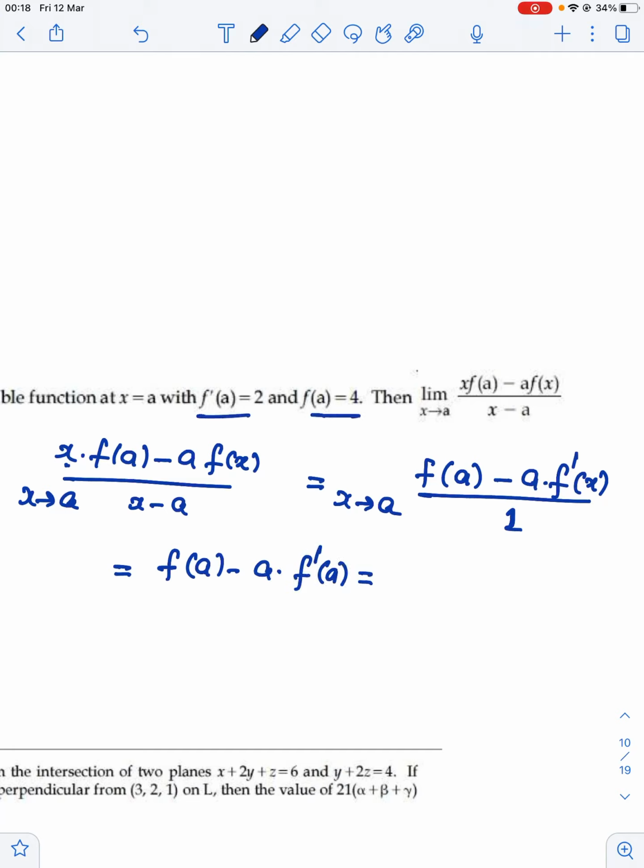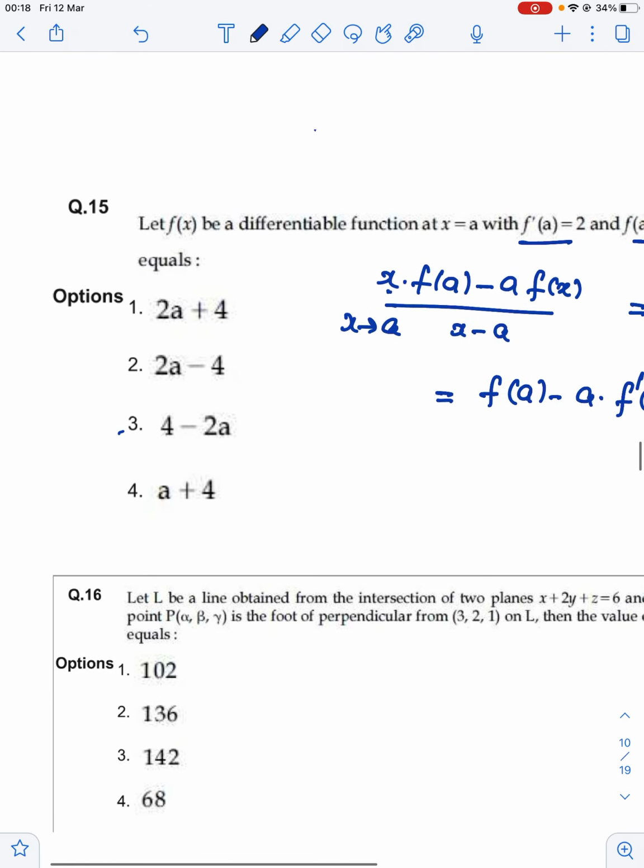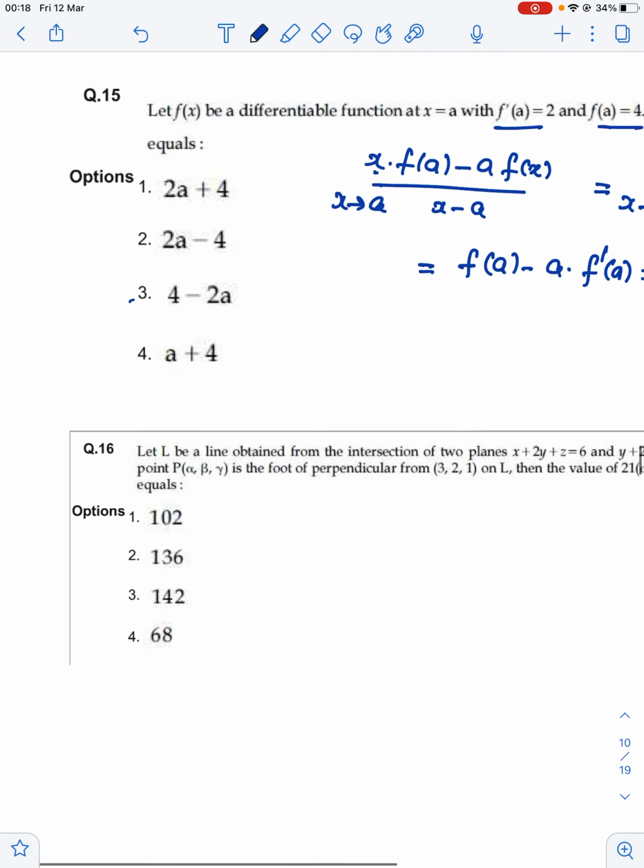Now the f of a and f dash a values are given. So if we put them in, we have 4 minus 2a. That is the answer to question number 15.